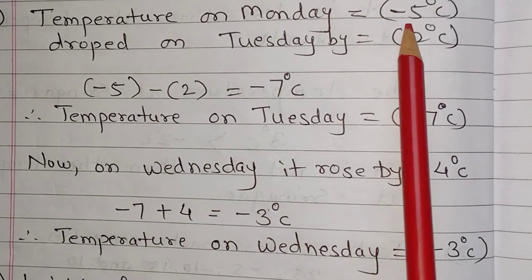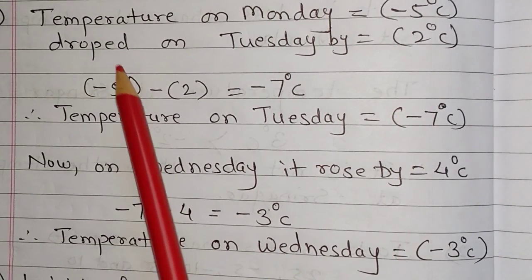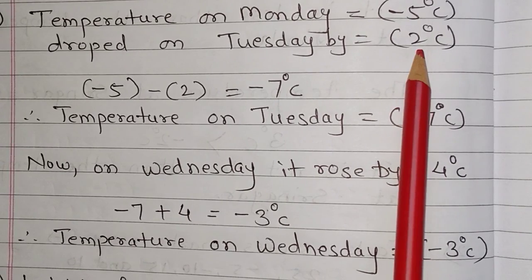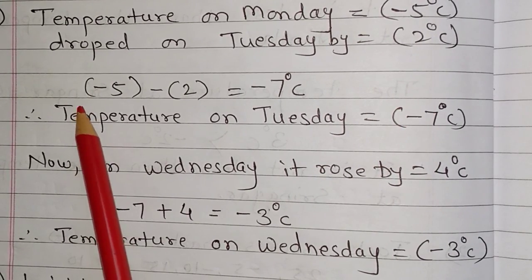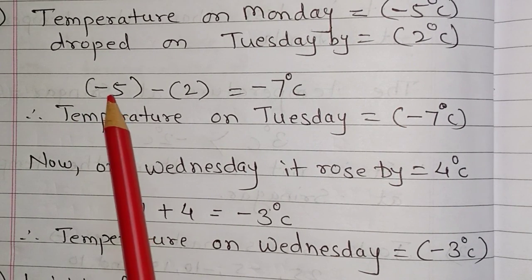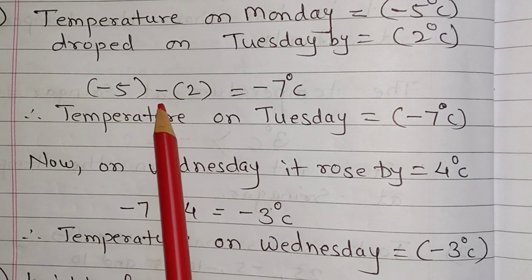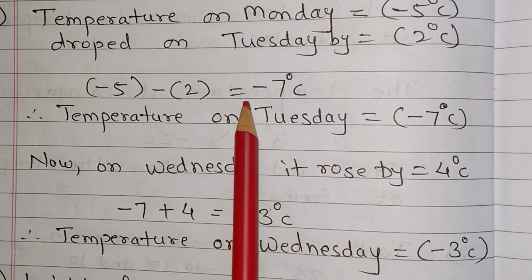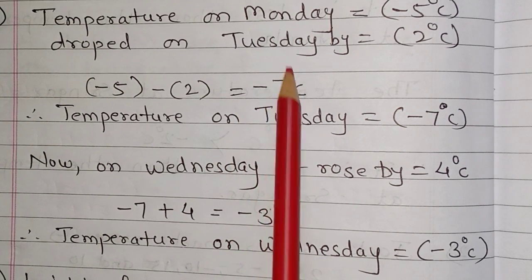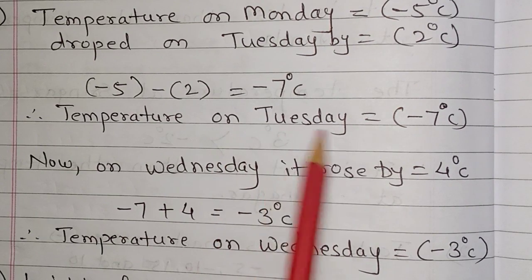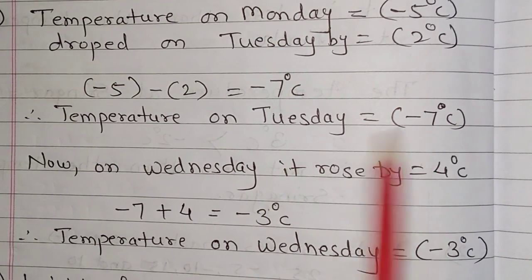Temperature on Monday was minus 5 degrees centigrade and on Tuesday it dropped by 2 degrees centigrade. So minus 5. Drop means it came down. So minus 5 subtraction 2. We got the answer minus 7 degree centigrade. Therefore temperature on Tuesday will be minus 7 degree centigrade.